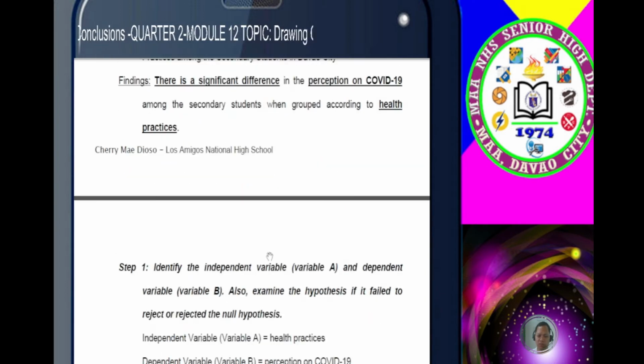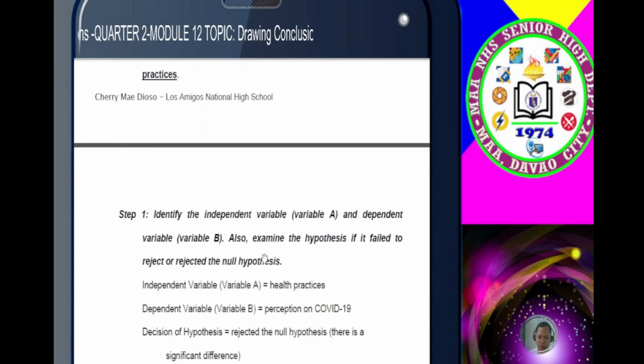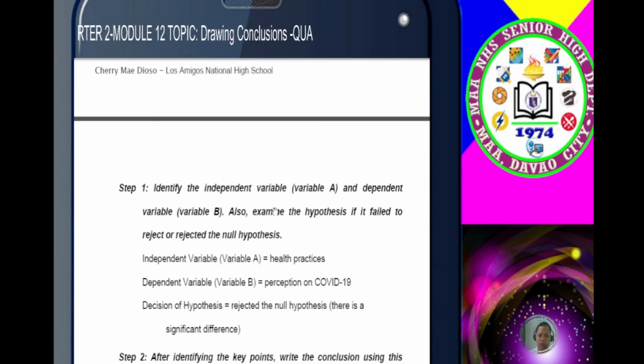Okay, so here's the format. Identify first the independent variable and the dependent variable. Then examine what is the decision on the hypothesis. It is rejected or not. So let's summarize. The independent variable here is the health practices. The dependent is the perception on COVID-19. And since in our findings there is a significant difference, our decision is to reject the null hypothesis.